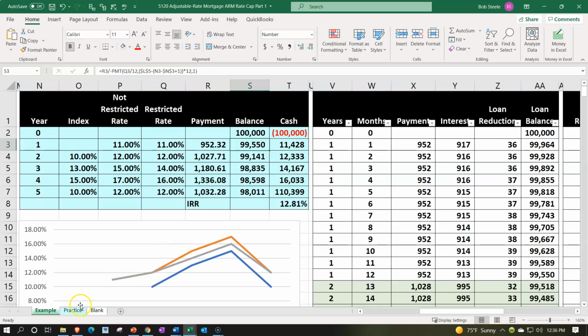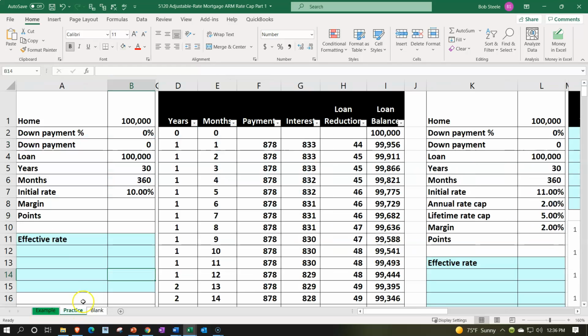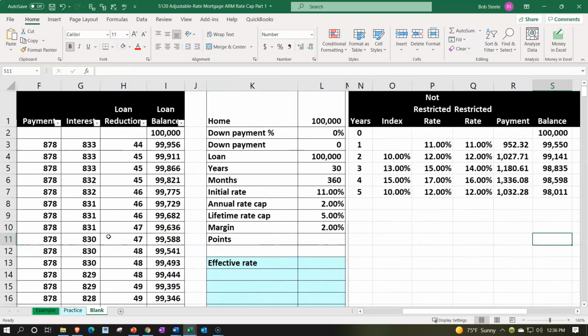The second tab down below is going to be the practice tab. It has pre-formatted cells so you can work through the practice problem with a little less formatting. The first tab is the blank tab, where we started this whole thing out from scratch, and then we built this whole thing from it.